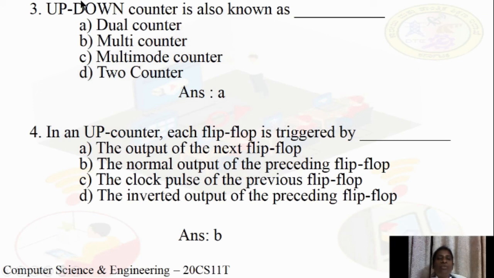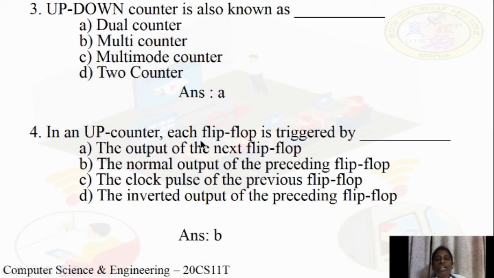The next question: an up-down counter is also known as a dual counter, multi counter, multi-mode counter, or two counter. Let us think in which way we can call this. This up-down counter works in dual mode, that is, in two modes. One is the up direction, another is the downward direction. So we can call this counter an up-down counter. So the answer is dual counter.